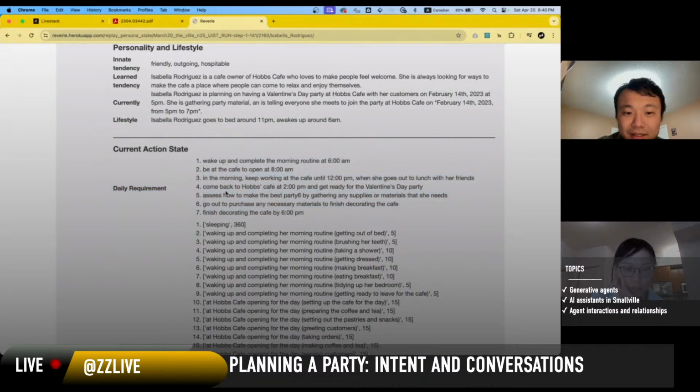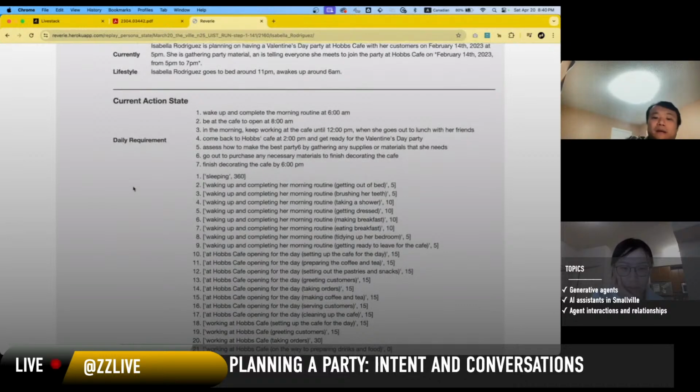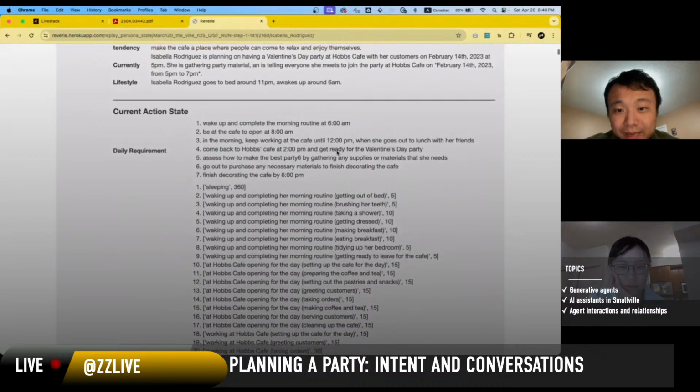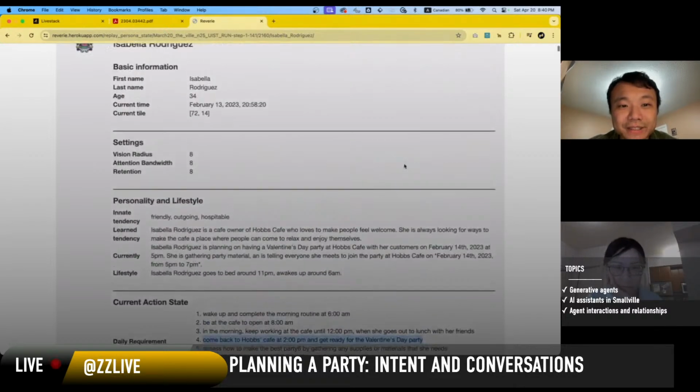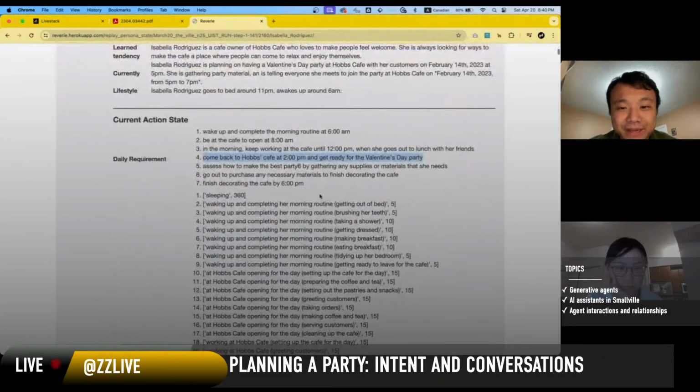Daily requirements. Not sure if this is planning or not. Come back to the Hobbs Cafe at 2 p.m. and get ready for the Valentine's Day party. Okay, she already has this on the 13th. She already has that. This is our plan.